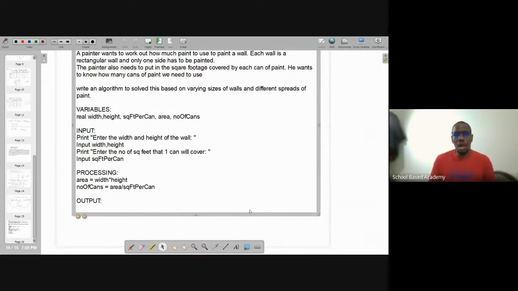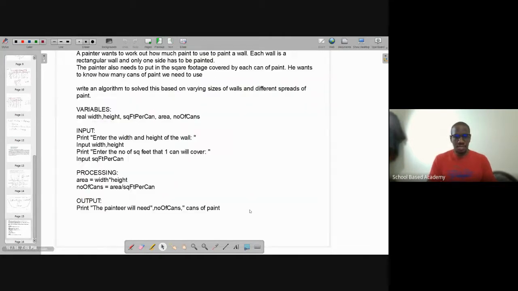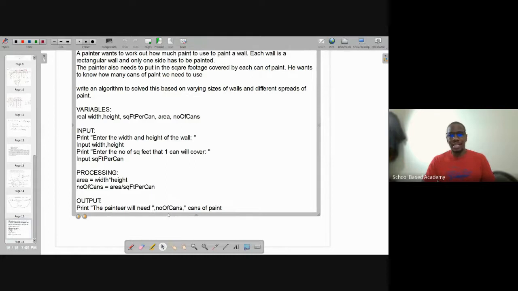So our final output would look something like this. A print statement that says the painter will need, and we put a comma here, number of cans of paint. The output here will be whatever number of cans we get.